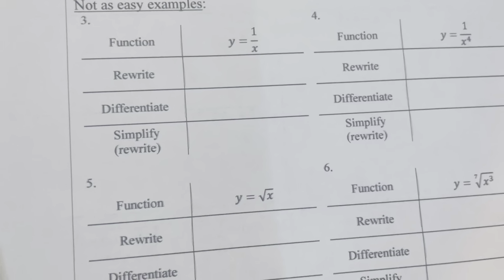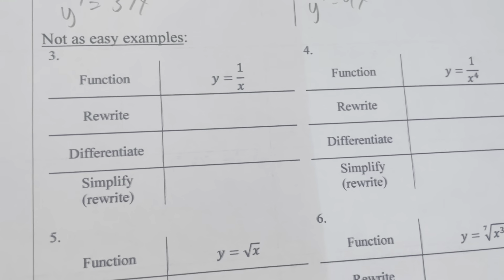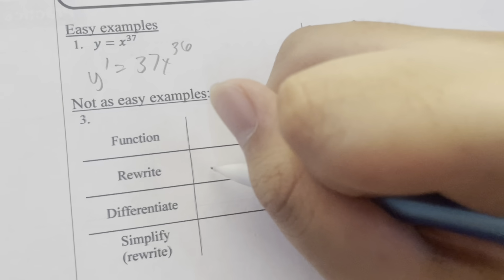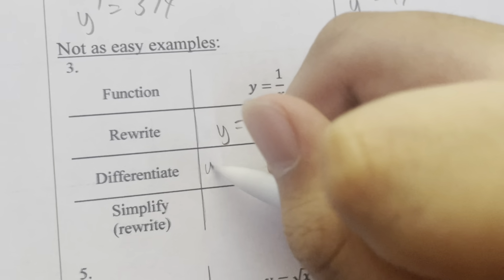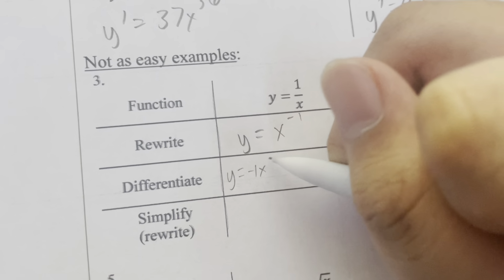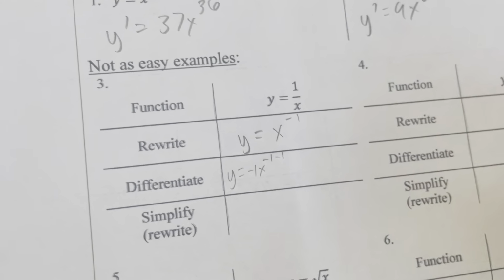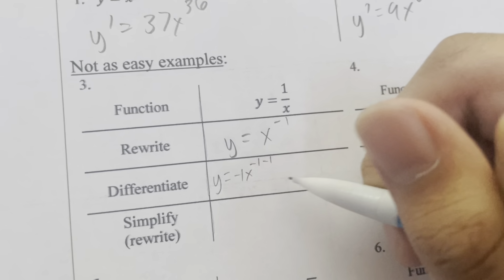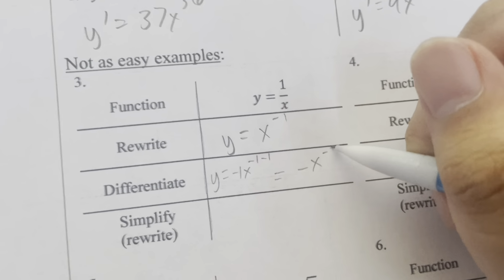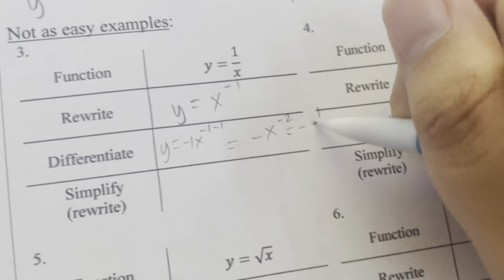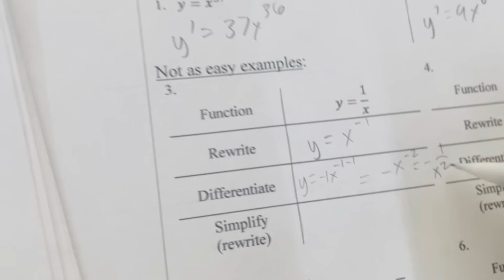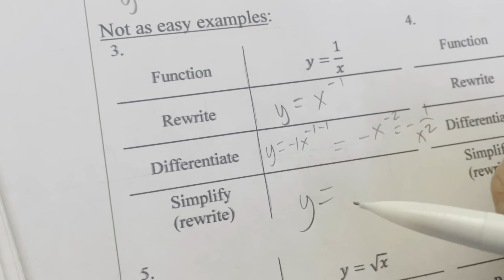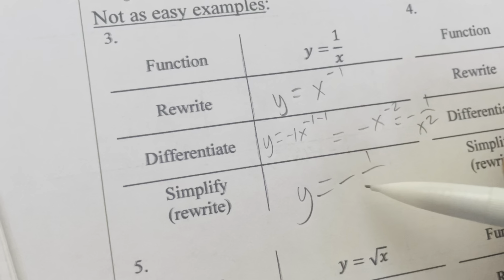Some not as easy examples. The function is y equals 1 over x. We have to rewrite it as y equals x to the power of negative 1. Then we differentiate. So y prime equals negative 1 times x to the power of negative 1 minus 1, equals negative x to the power of negative 2, which is negative 1 over x squared. We already simplified it, but we rewrite it: negative 1 over x squared.